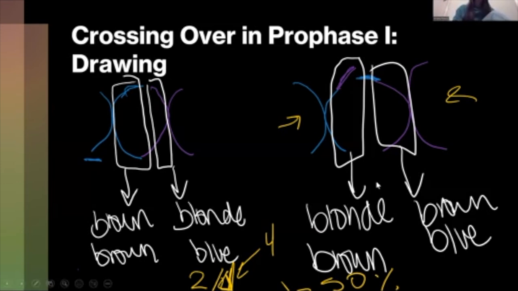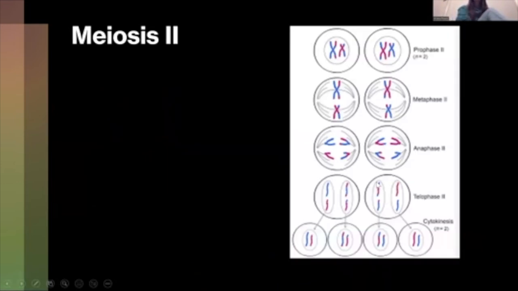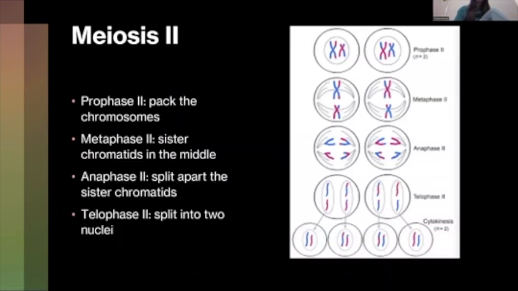All right. Let's look at meiosis 2. So again, this is really similar to mitosis. Everything just has the two like eyes after it for prophase 2, metaphase 2, anaphase 2, telophase 2. Prophase 2, pack the chromosomes. Metaphase 2, sister chromatids are in the middle. Anaphase 2, you split apart the sister chromatids, and telophase 2, you split into 2 nuclei.